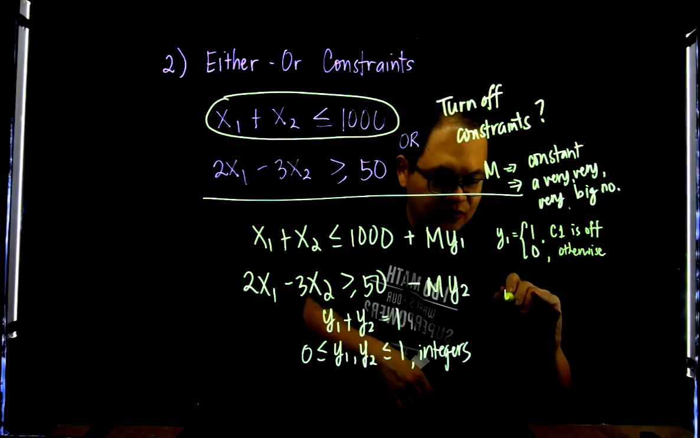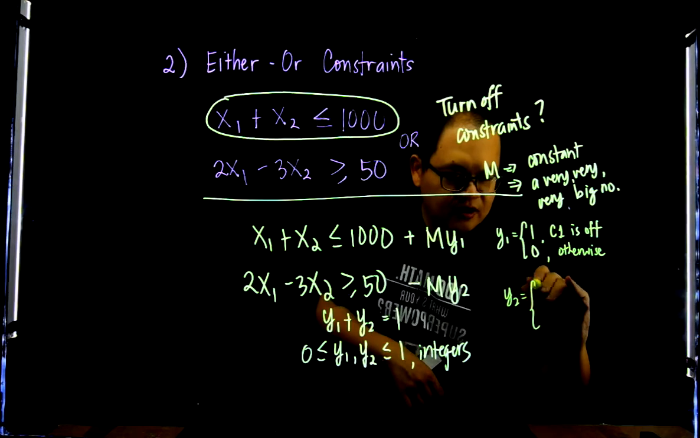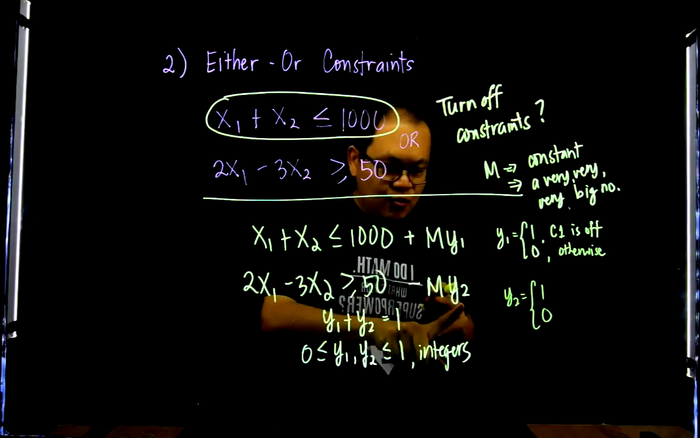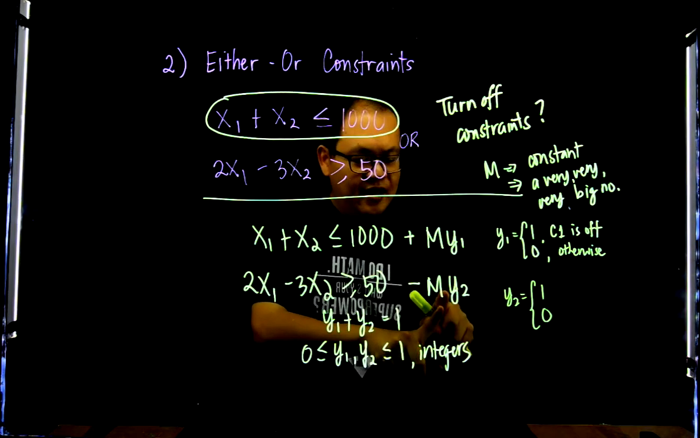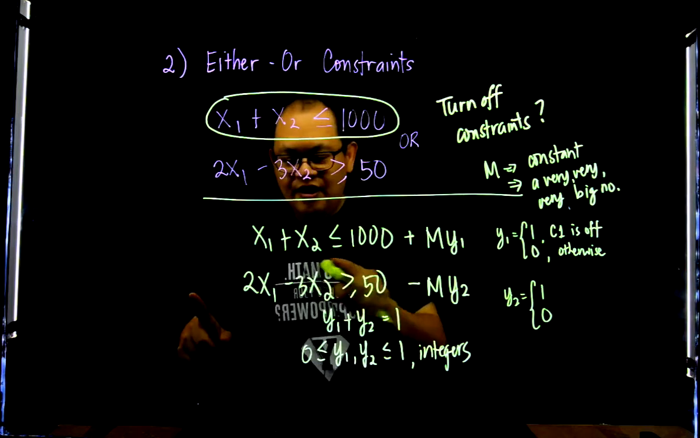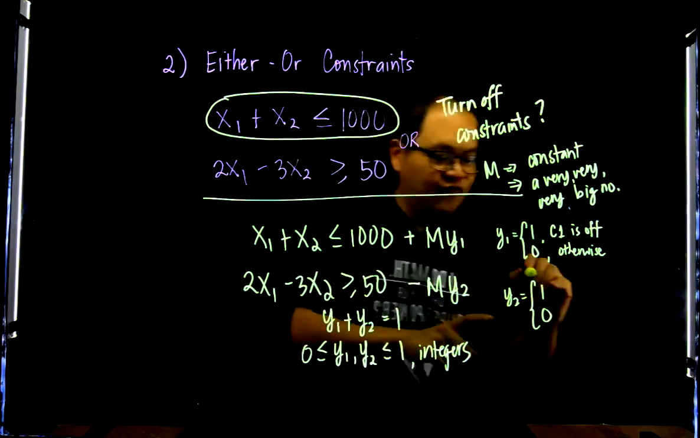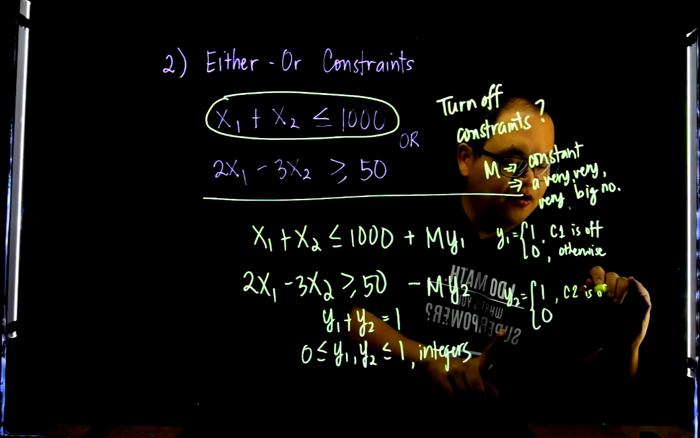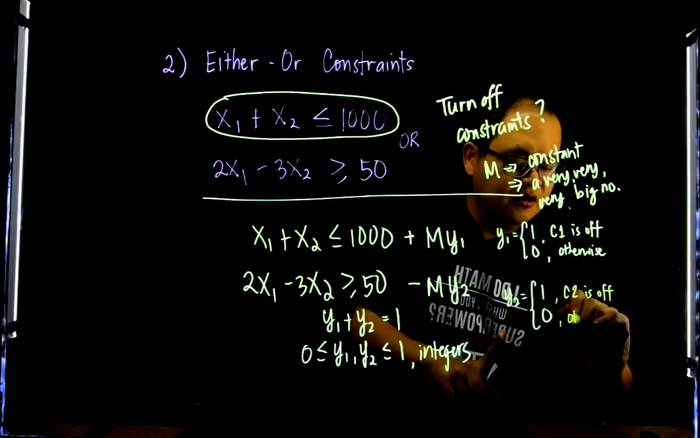Let me define Y2. Y2 again is binary. No? And if Y2 is equal to 1, what will happen? M gets subtracted to the right-hand side 50. Therefore, the second constraint is off. Therefore, constraint number 2 is off. Otherwise.